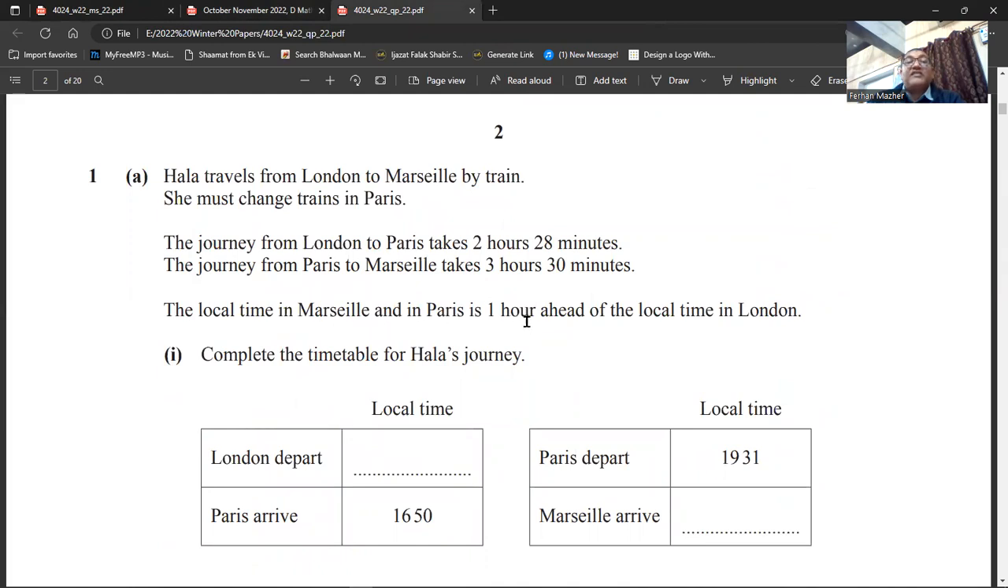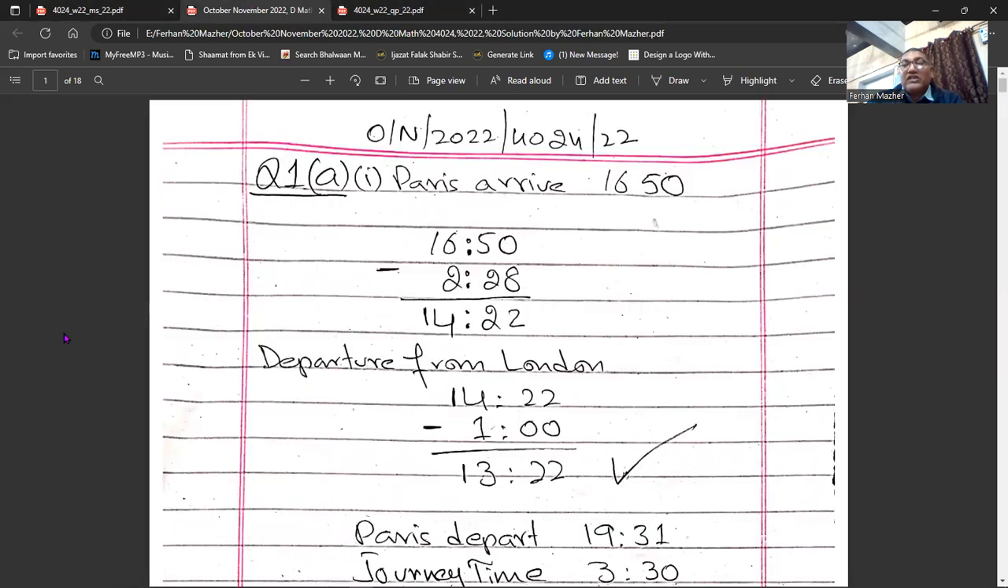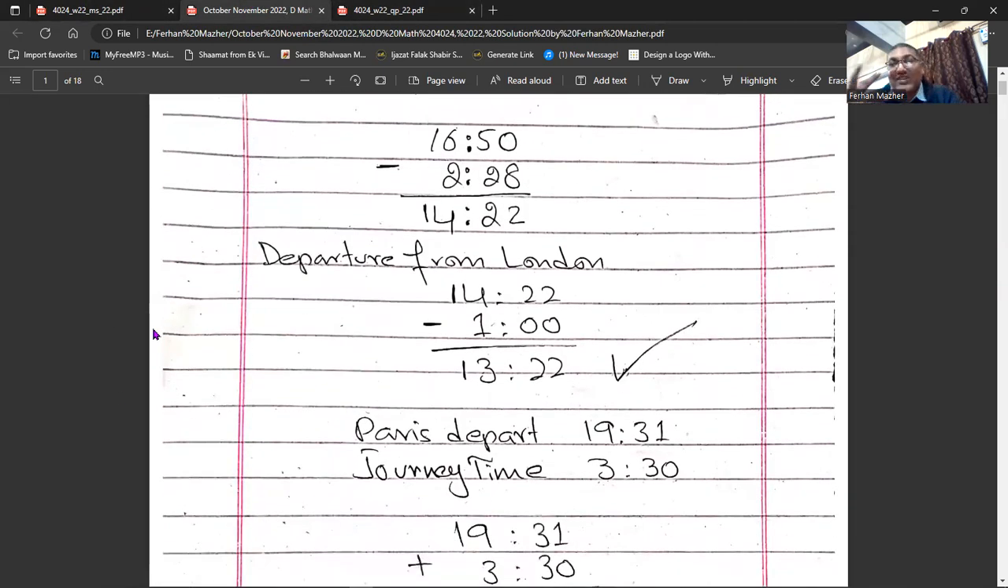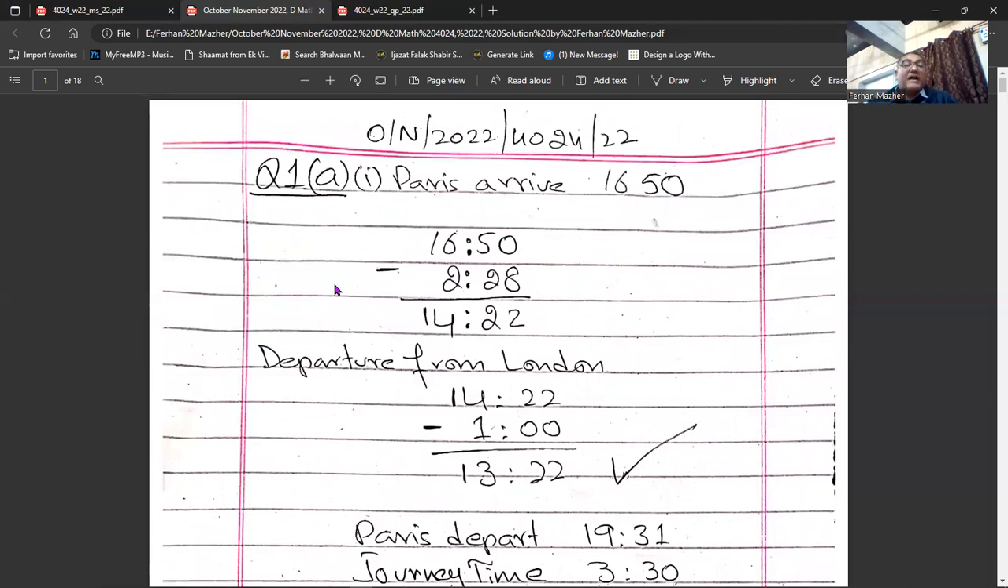The local time in Marseille and Paris is 1 hour ahead of the local time in London. Sorry, I said by mistake that London time is 1 hour ahead. Actually, the Paris time and the Marseille time are 1 hour ahead of the London time. So this is the departure time according to the Paris time. If you want to find the departure time from London, you subtract 1 hour from 14:22 and you get 13:22. I said by mistake that London time is 1 hour ahead of Paris time. No, Paris time is 1 hour ahead of London time. I hope you have rectified this mistake.